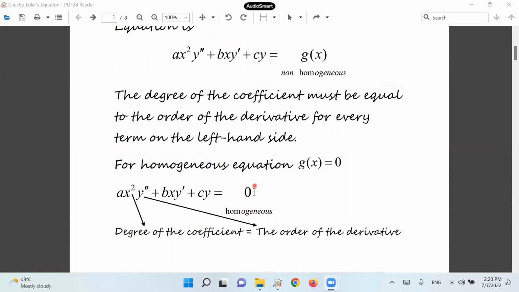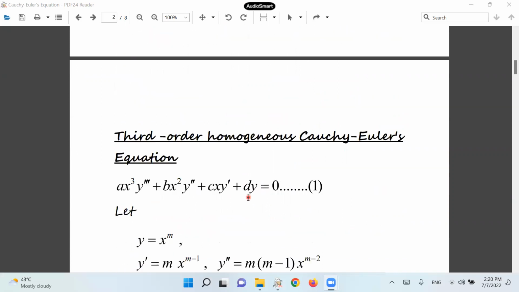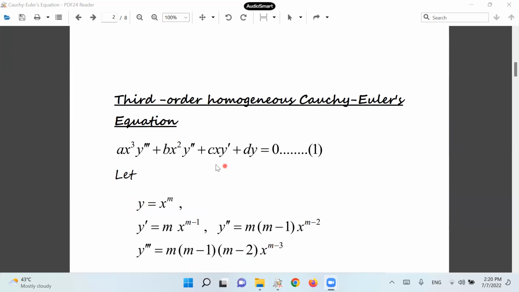And what will be the homogeneous Cauchy Euler differential equation? If the term on the right hand side equals 0, then it is called the homogeneous Cauchy Euler differential equation. In this lecture, we are going to see the third order homogeneous Cauchy Euler differential equation and how to solve it. The equation will be of this form: ax cube y triple dash plus bx square y double dash plus cx y dash plus dy equals 0, where a, b, c, d are the coefficients or constants.